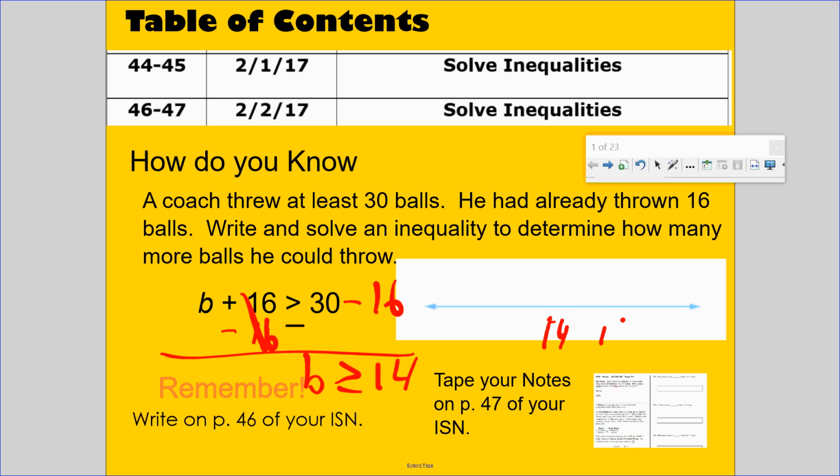So let's graph this. So 14, 15, 16, 13, 12. Remember, a number line does go from least to greatest. So b has to be greater than 14 or equal to 14. So it can include 14, but it has to be greater than 14. Shade numbers that are greater. So 16 is greater than 14. And let's check our work. If I added 16 to 16 is 32, is 32 greater than or equal to 30? It is.